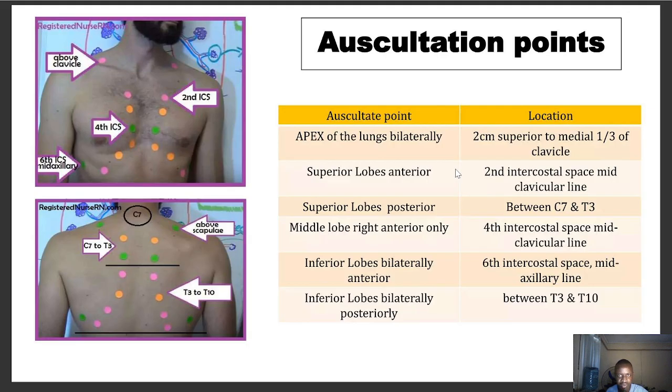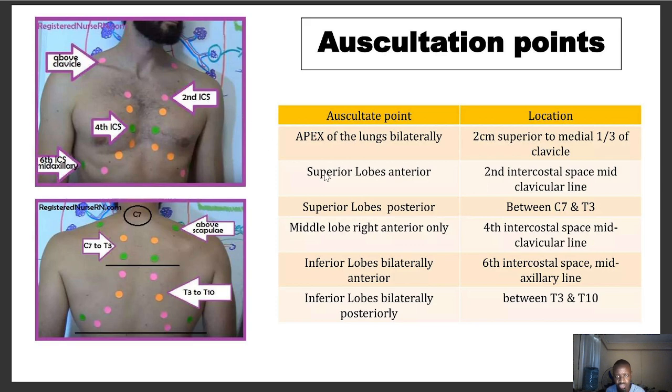Next, how can we do the auscultation of our lungs? From the diagram, we have the front part and the back part, showing the auscultation points and their locations. If you want to auscultate the lungs bilaterally, we start with 2 centimeters superior to the medial third of the clavicle. This is our clavicle. If we listen at this point, we are listening to the apex of the lungs. We have to do this bilaterally, this side and the other side.